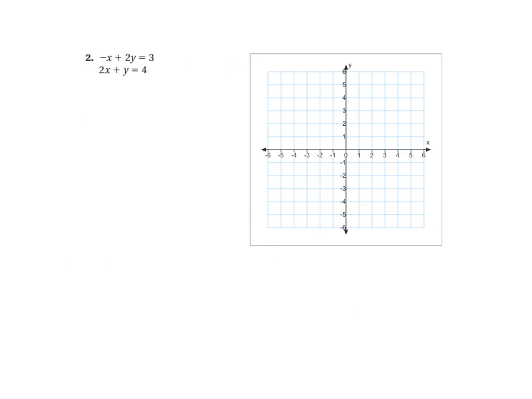Okay, same thing. They've given us two equations in standard form. We need to graph them, so we need to put them in slope-intercept form. I want you to stop the video. I want you to put both equations in slope-intercept form, and then I want you to turn the video back on and check and make sure your slope-intercept form is correct before you actually graph.